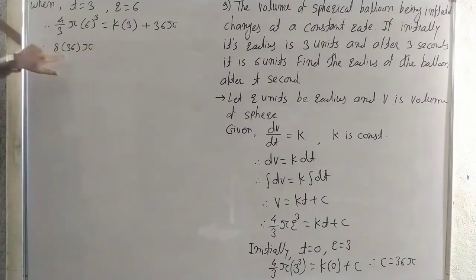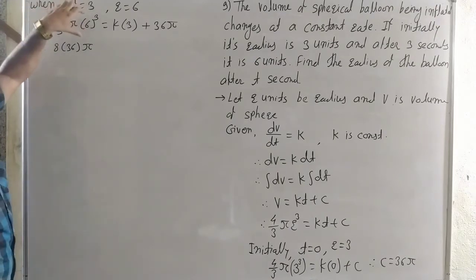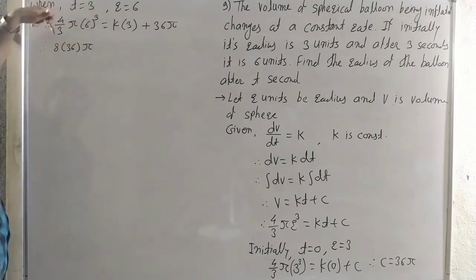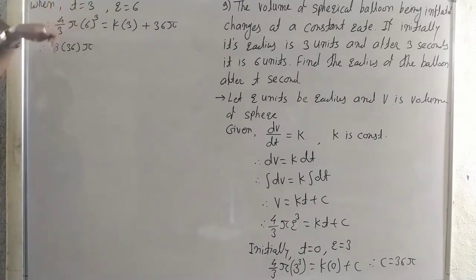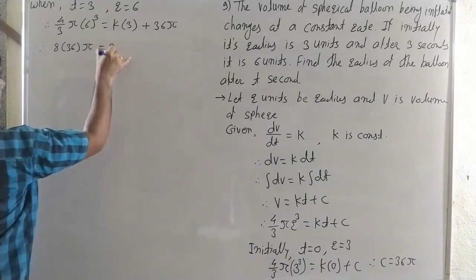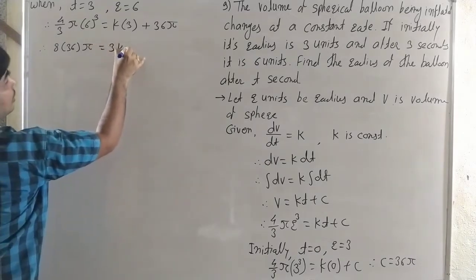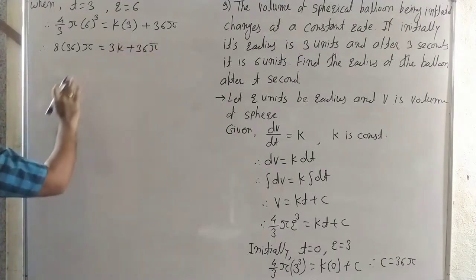8 into 36 pi. Here 6 cube. That means 36 into 6. Then 3 divided by 6. That means here 2, and 2 into 4 it is 8. 8 into 36 pi. Then it is 3k plus 36 pi. See carefully this calculation.